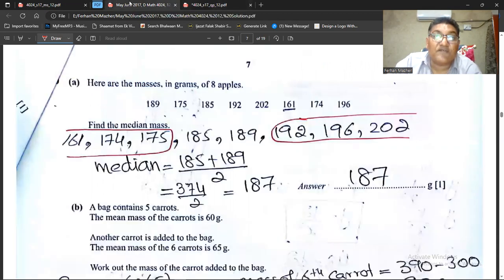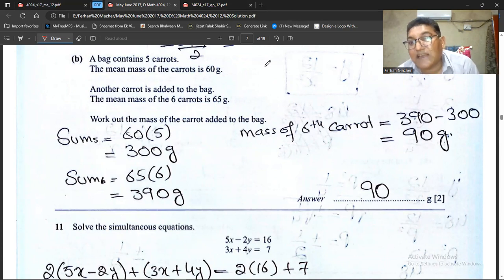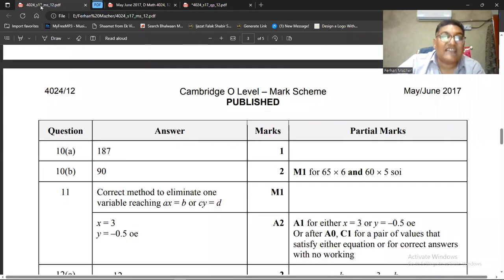Then I will find out the difference between the mass of the 5 carrots and the 6 carrots, and that will give me the mass of the 6th carrot. So the sum of the 5 carrots will be the mean multiplied by the number of observations, that is 60 into 5, that is 300 grams. And the sum of the 6 carrots will be the mean of 6 carrots multiplied by the number of observations, that is 65 into 6, and that is 390 grams. The mass of the 6th carrot will be the difference between the sum of 6 carrots and the sum of 5 carrots. So 390 minus 300, and that will be 90 grams. So the mass of the 6th carrot is 90 grams.